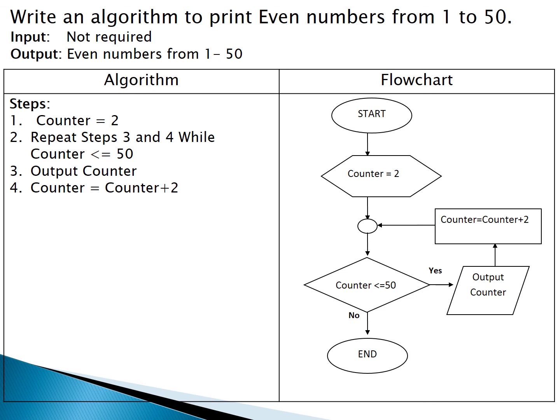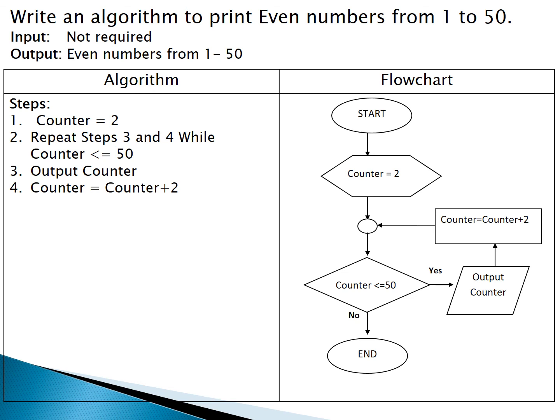So here the even numbers, as I said to you, are going to start from 2, 4, 6. For that purpose, in step 1 I am taking counter as input, counter equal to 2. Repeat step 3 and step 4 while counter is less than or equal to 50. Output counter, then counter equal to counter plus 2. This is the algorithm for even numbers.